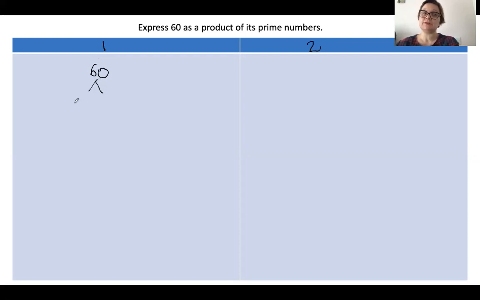Someone might say, I know it finishes in a 0, so it's in the 10 times table, and that is absolutely fine. So 2 branches of the tree, 10 and 6, so 10 times 6 makes 60. And then continue with the 10. I'll keep doing exactly the same thing, because neither of them is a prime factor, but we're going to keep going until we find all the prime factors. So 10 is a multiplication of 2 and 5.